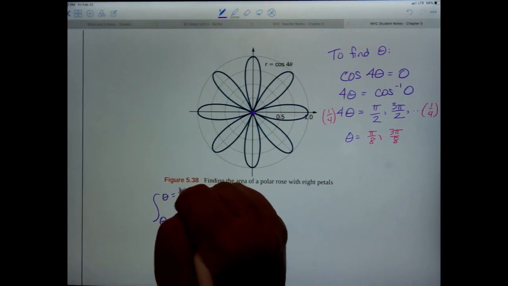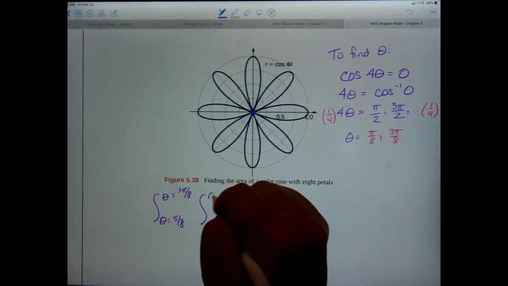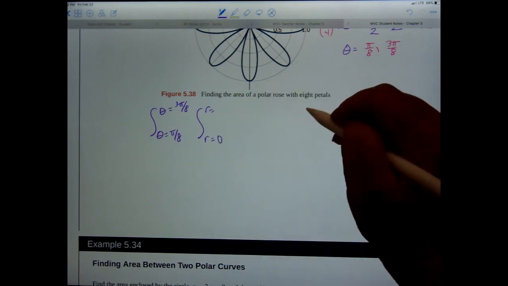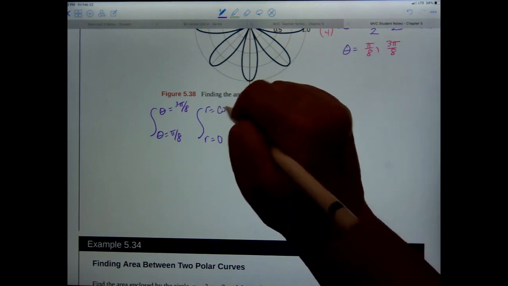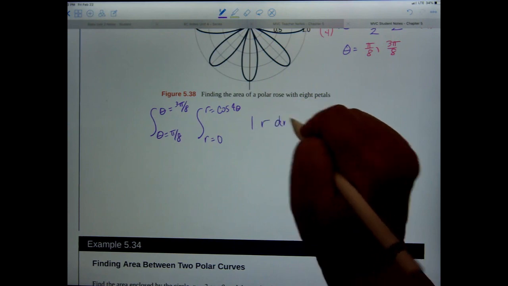What do you think my lower limit of r is? I already told you what it's always going to be: 0. And the upper limit is cosine of 4 theta, the equation that I'm doing. I thought the equation was for it. No, this is area. This is 1 r dr d theta. We're finding area using a double integral.